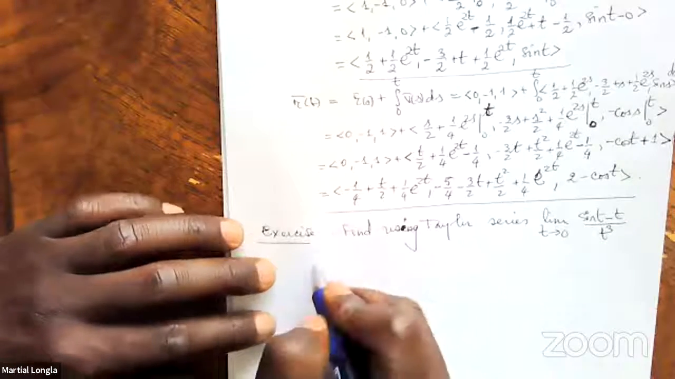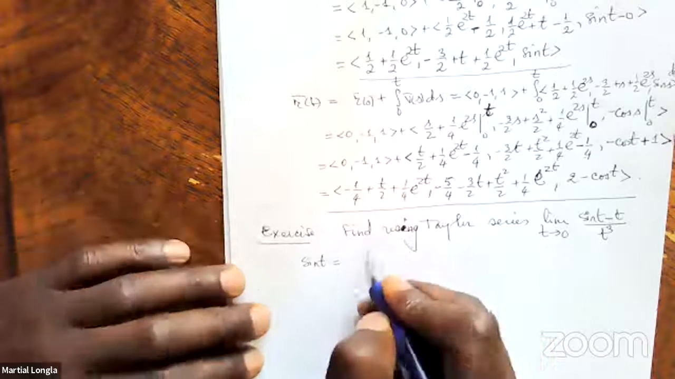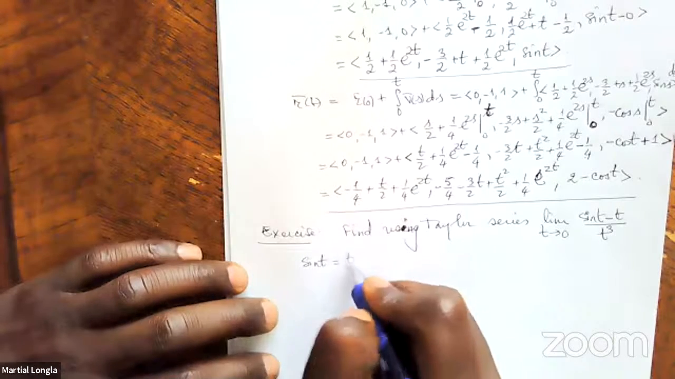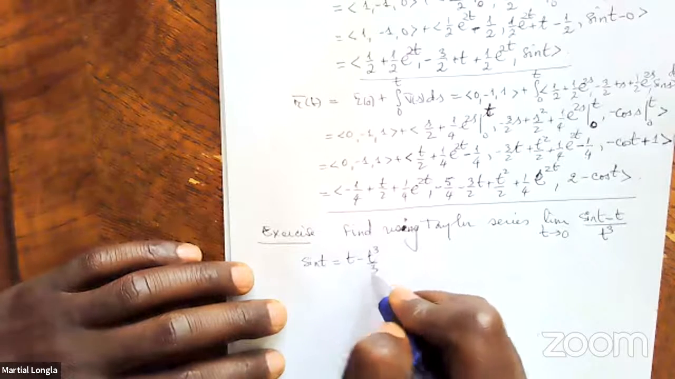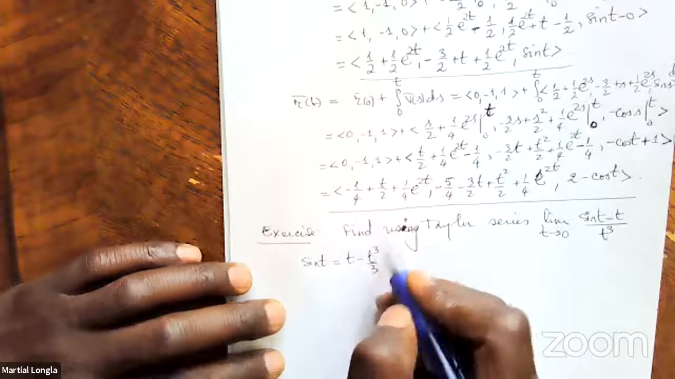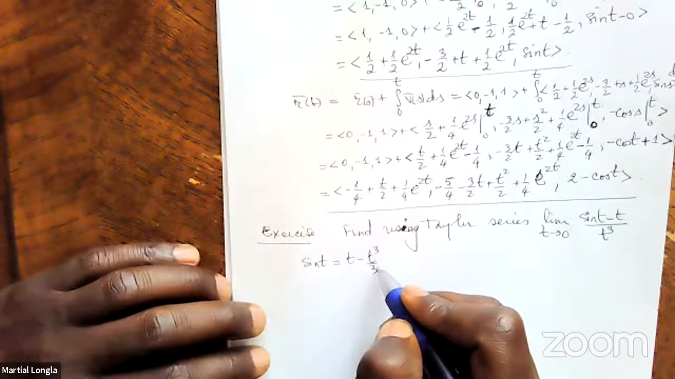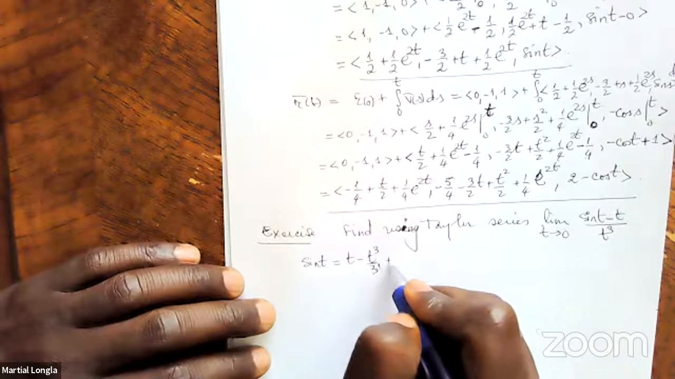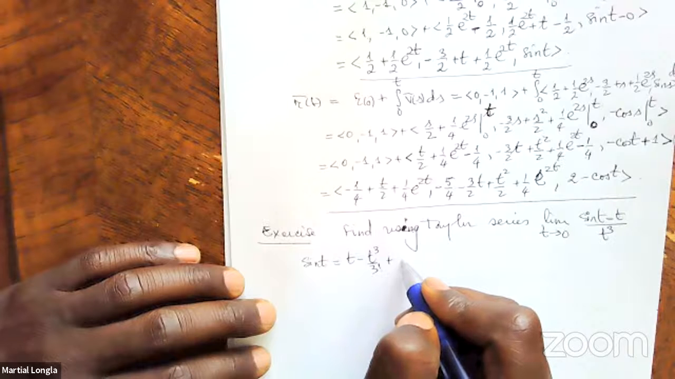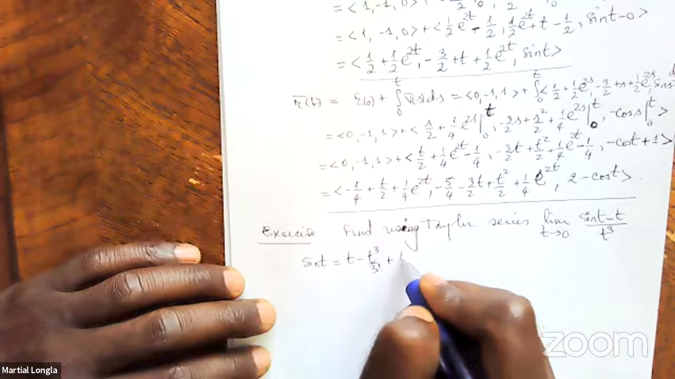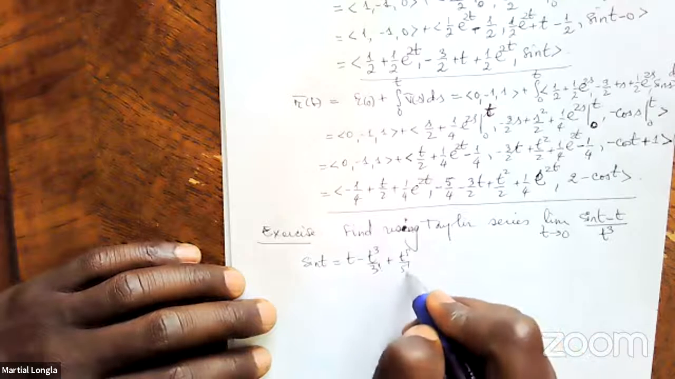Can you say that again? Yeah, so the Taylor series for sine of t is t minus t cubed over 3 factorial plus t to the 5th over 5 factorial, and then so on.